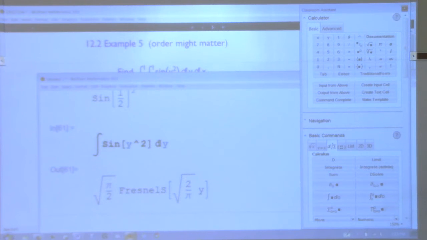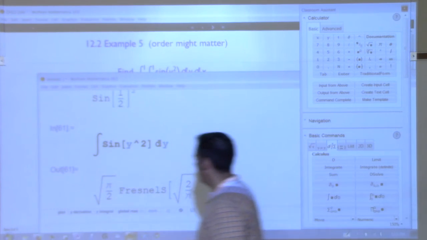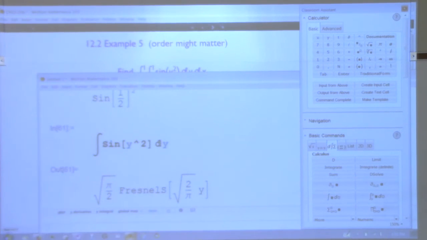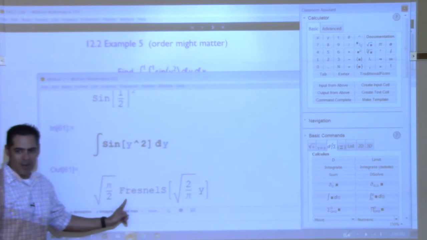Okay, let's see. Whoa, Fresnel function. It brings up a Fresnel function. What the heck is that? Well, we have no idea what this is, right? And so if it's going to spit this out, there's no way we're getting this.